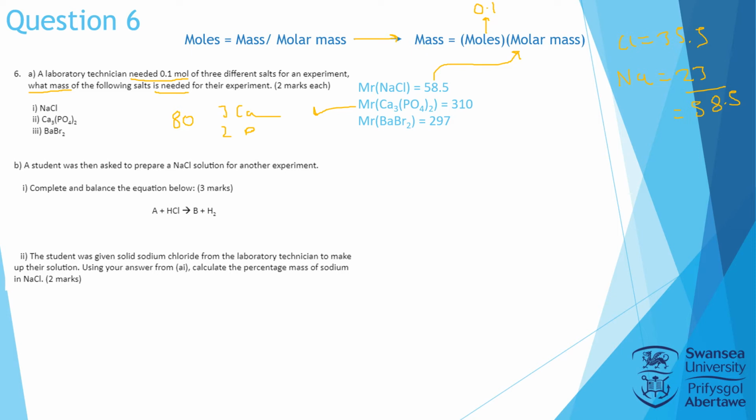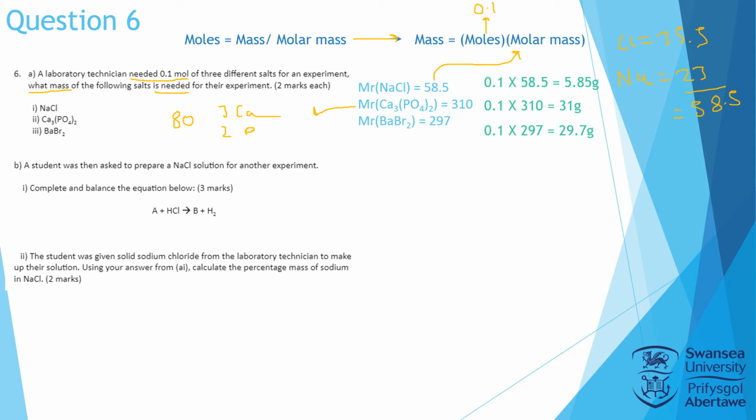This one down here is a bit more simple. Using this equation, we've got our molar mass, 58.5, times the moles, 0.1, gives us 5.85 grams. And then we just follow the same method for the other two. And these are our answers. So quite a simple first question.